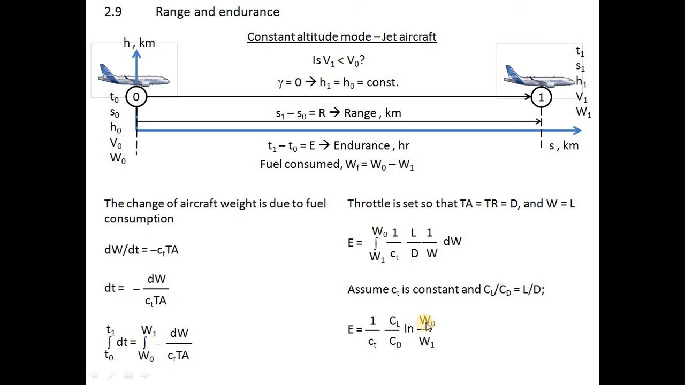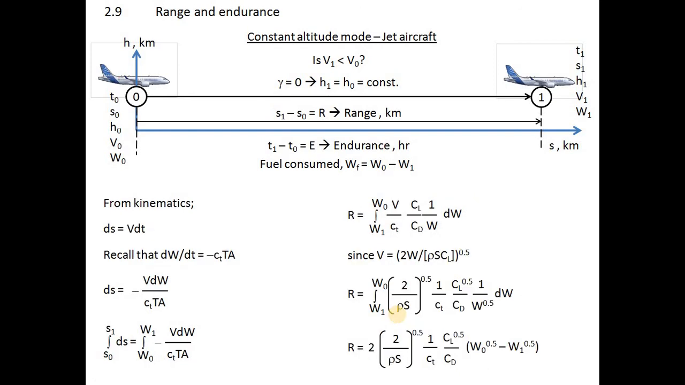Of course you want to carry as much fuel as possible, but that is limited by the design of the aircraft. And of course you must have a very economical engine where you have the lowest CT possible. That is a propulsion problem, and the weight is a design problem. So for a given aircraft, you have to fly at maximum CL over CD. That is for jet aircraft.